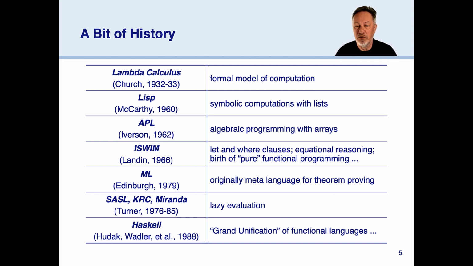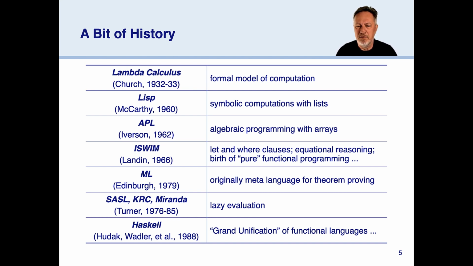ML, as we've also heard before, was introduced at the University of Edinburgh in the 1970s. It came out of a research project on theorem proving, and it was originally intended as a so-called meta-language, that's what ML stands for, to support theorem proving, but it ended up being a powerful functional programming language in its own right.